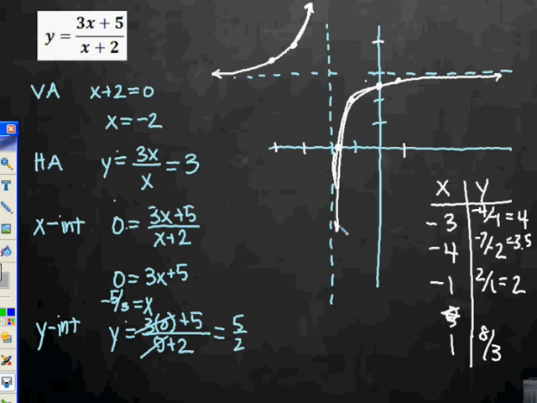Okay, so you can see the horizontal asymptote is telling you what's going on as we go farther and farther and farther out to the right and to the left, and the vertical asymptote is telling us what's happening as we go up or down.